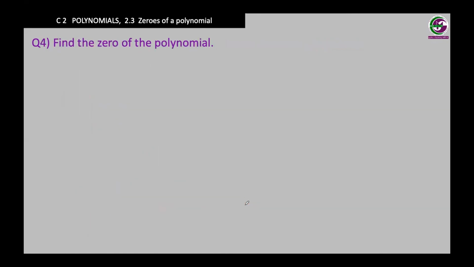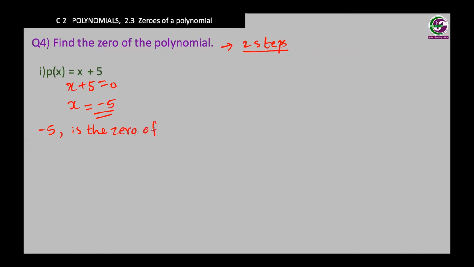Now let's move on to the last question of this lesson. Find the 0 of the polynomial. Don't forget, to find the 0 of the polynomial, we follow 2 steps. Step number 1, we write the expression is equal to 0. So let's start. X plus 5 is equal to 0. Now we transfer 5 to the other side. So x is equal to minus 5. So how do we rewrite? Minus 5 is the root of the equation. Minus 5 is the 0 of the equation, or is the root of the equation, or the polynomial, we can say.